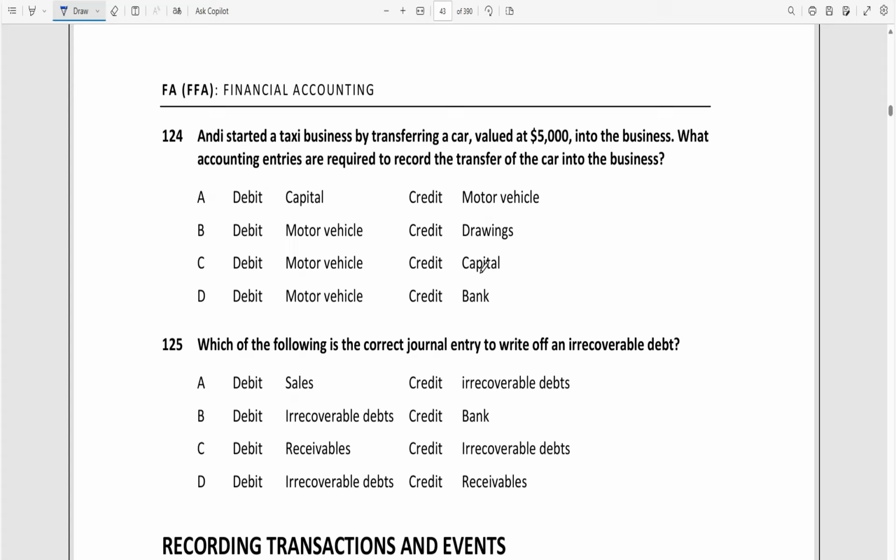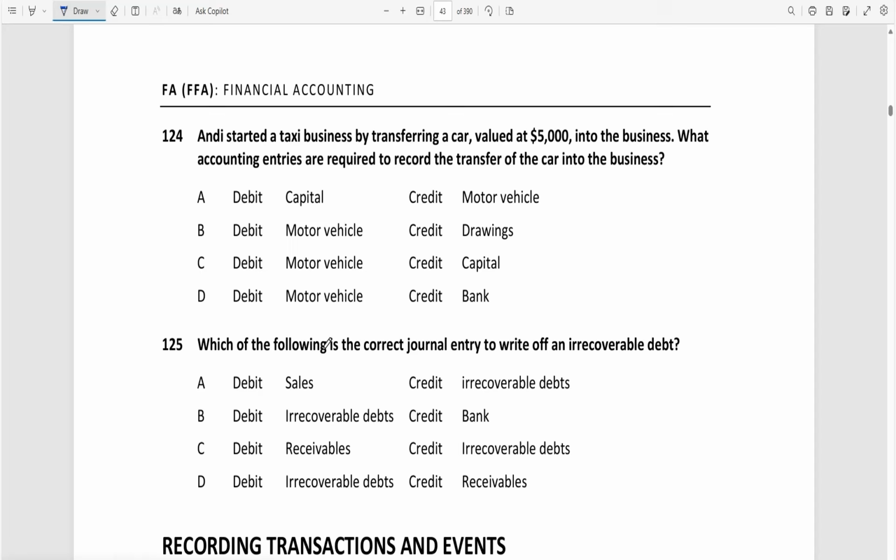Andy started a taxi business by transferring a car valued at 5,000 into the business. What accounting entries are required to record the transfer of the car into the business? Okay. So now the car has been transferred into the business, and what is a car? Car is an asset, and if the car has been increased, it means the asset has been increased. So an increase in asset means it should be posted on the debit side.